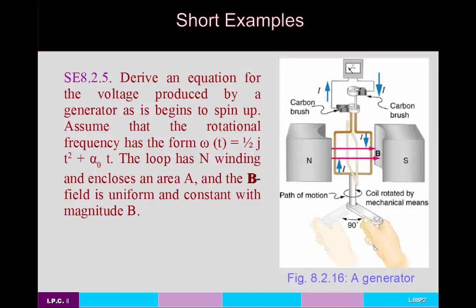All right, one more short-ish example. We want to derive an equation for the voltage produced by a generator as it begins to spin up. The begins to spin up thing is because omega is going to be omega of t if the generator is initially stopped and later it's spinning. So here's the functional dependence of omega on t. And we want to derive some equation in terms basically of J and alpha and T and A and B.